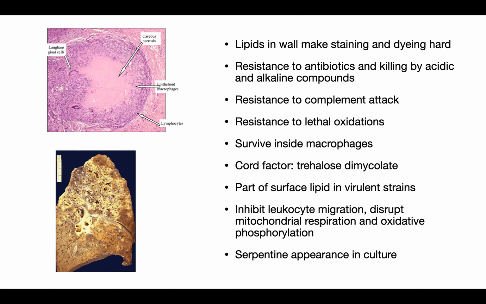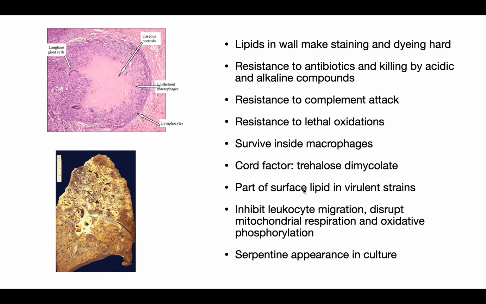So there's resistance, of course, to antibiotics, and it's also resistant to complement attack. It is also resistant to lethal oxidations. How is that? It survives inside the macrophages, which surround it in a granuloma, and it causes something called caseous necrosis. So these caseous granulomas make the lung kind of cheesy, Swiss cheesy.